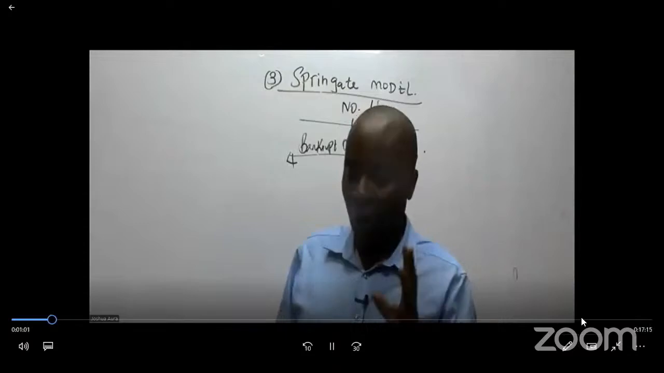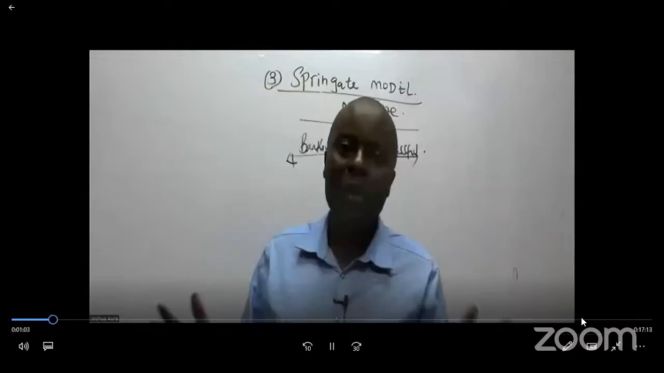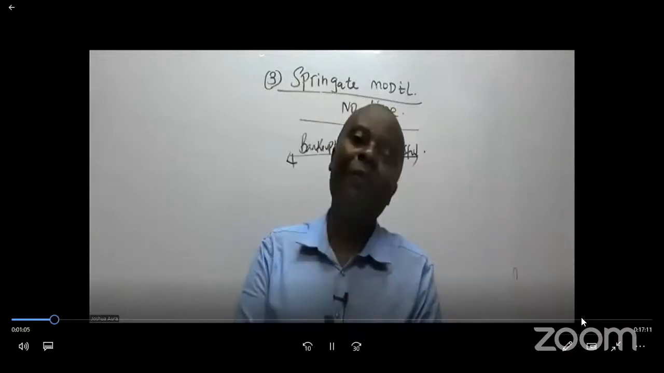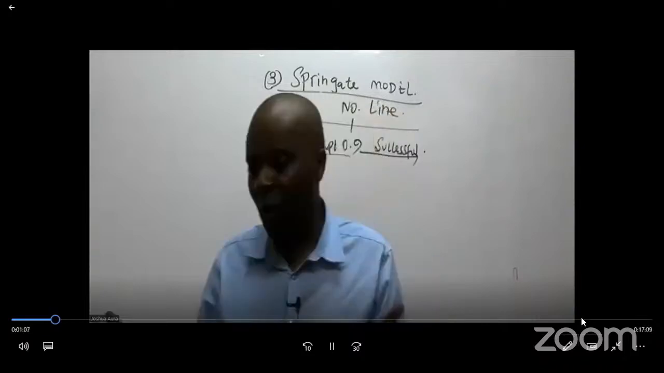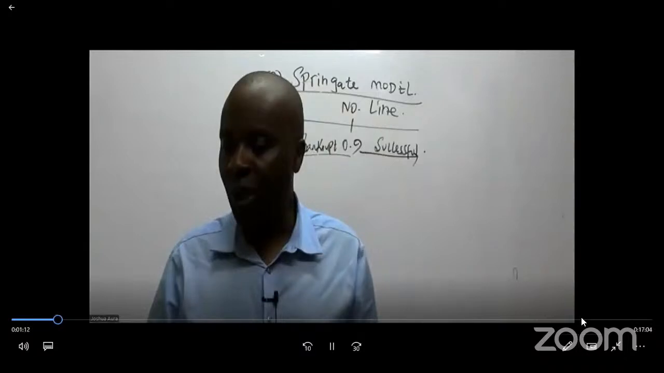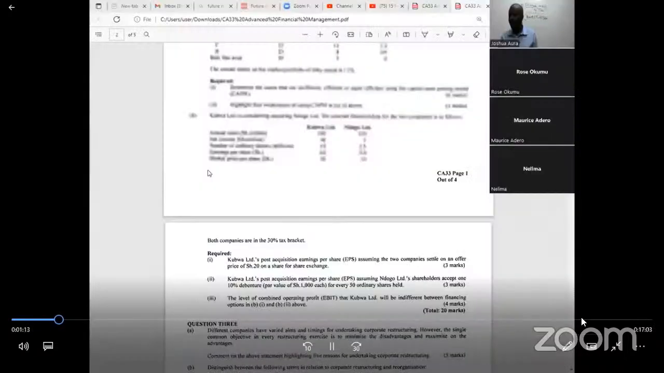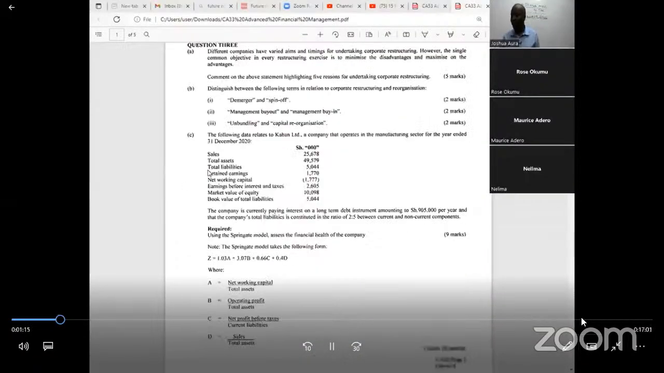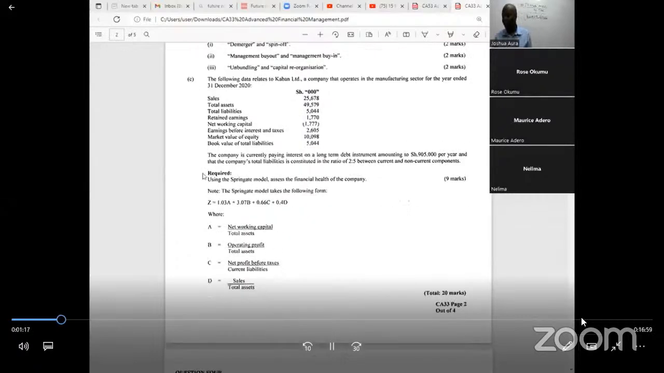Why? Because in your exams, you'll be given the formulas for these models. So we are told here, in December 2021, question number 3: the following data relates to Kaban Limited, a company that operates in the manufacturing sector, for the year ended 31st December 2020.